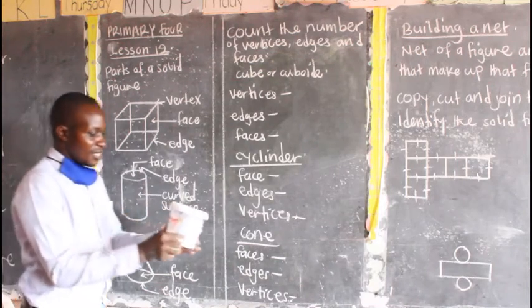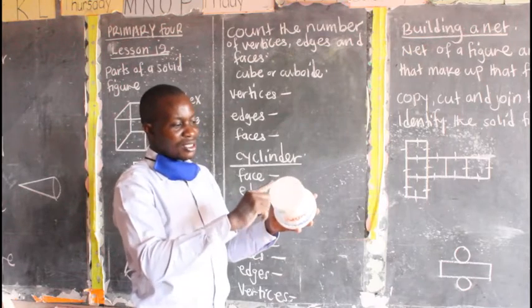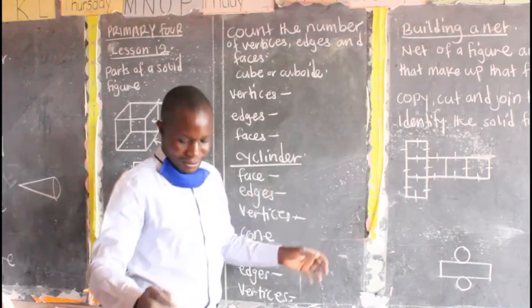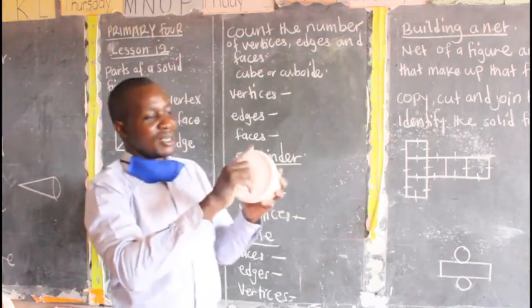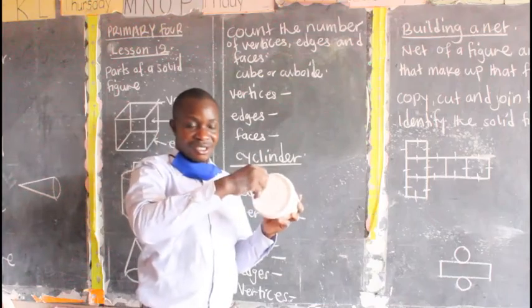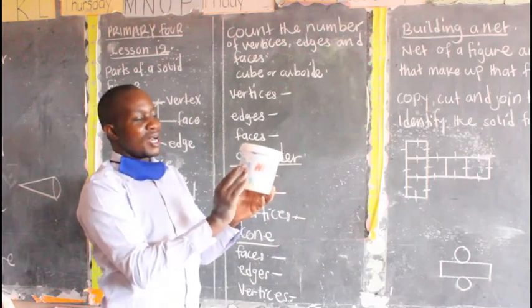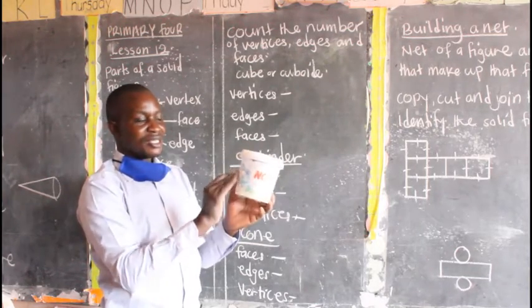Then the edge is this part here, going around here. This part here is the edge. Even this one here is the edge. Then we have this part here. This part here is called a curved surface. This one here is a curved surface.